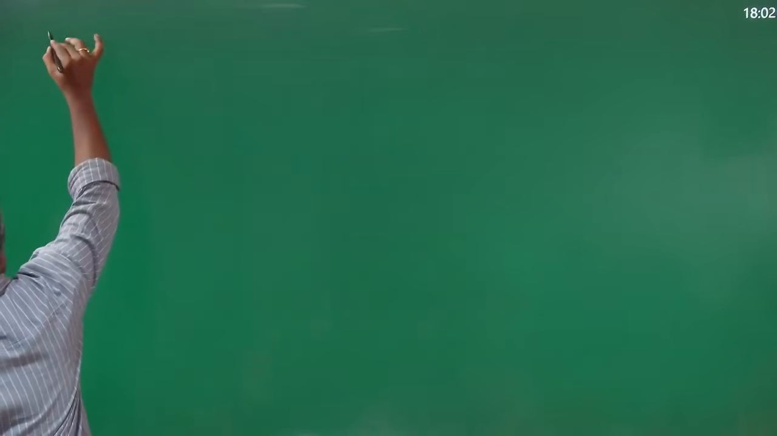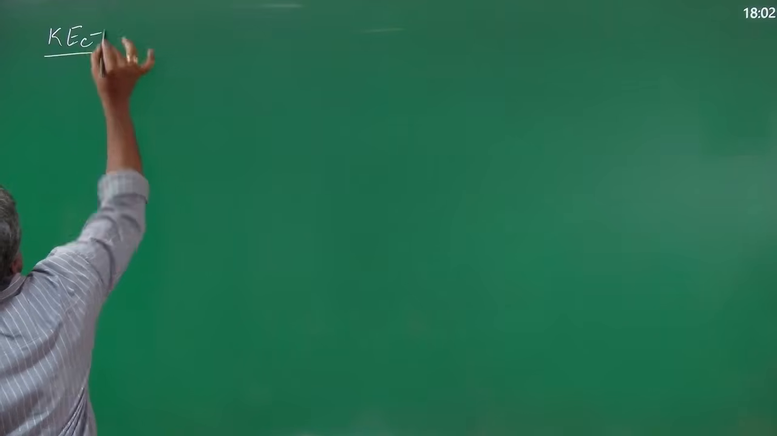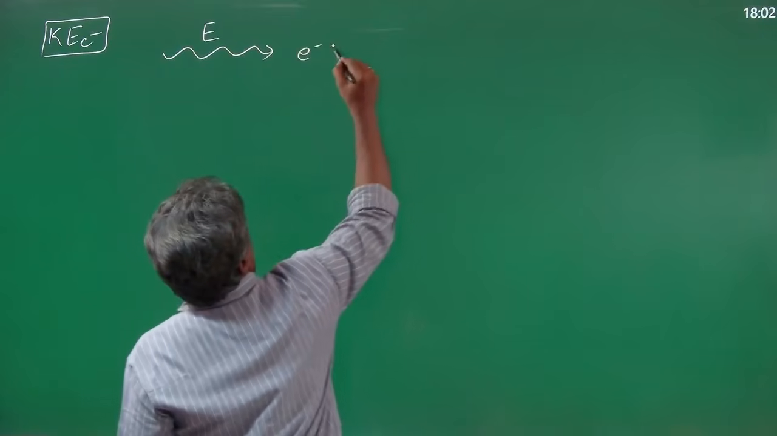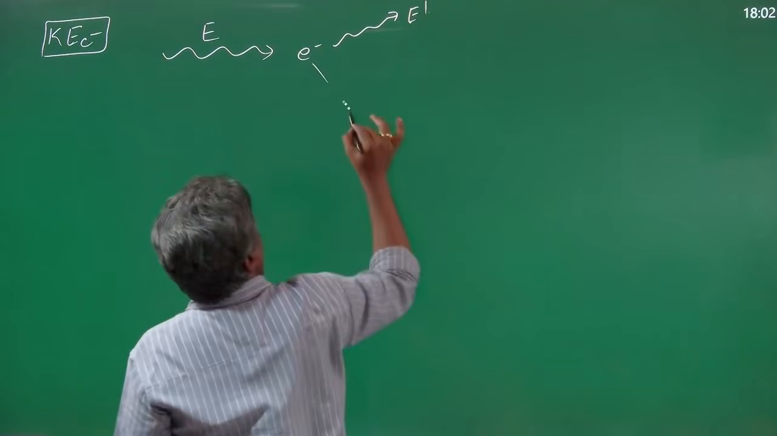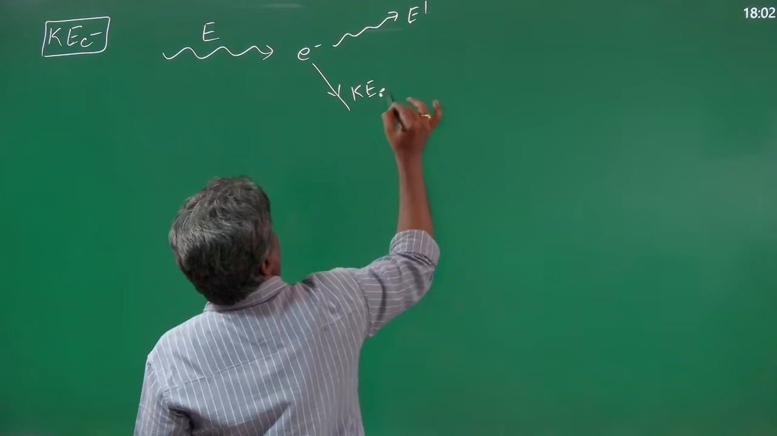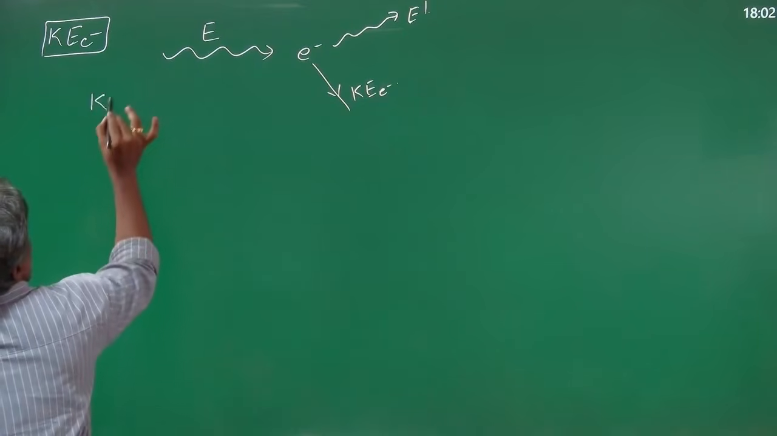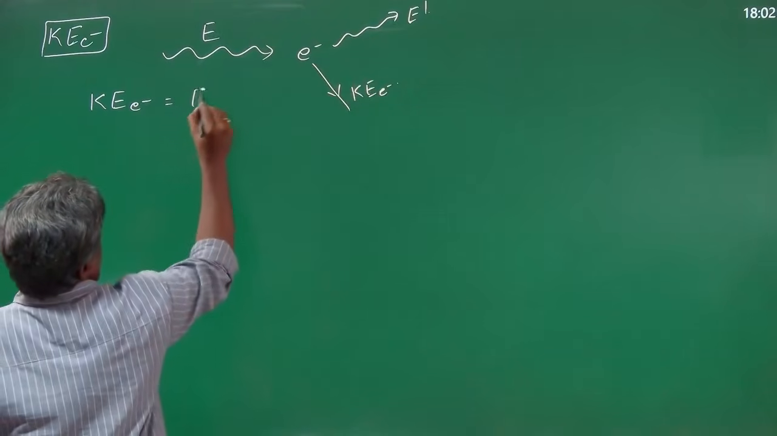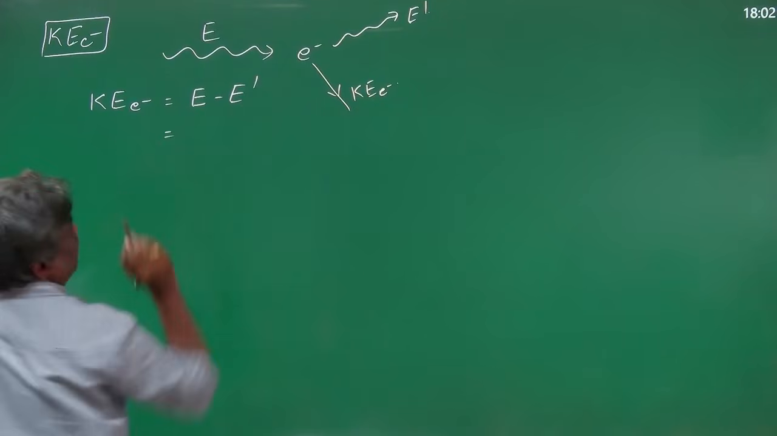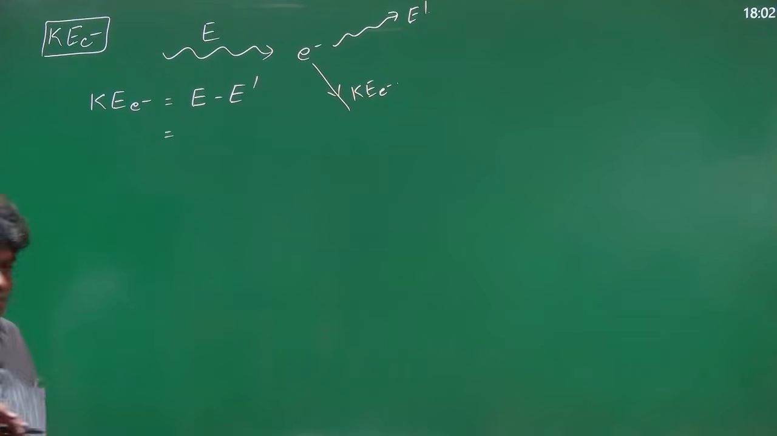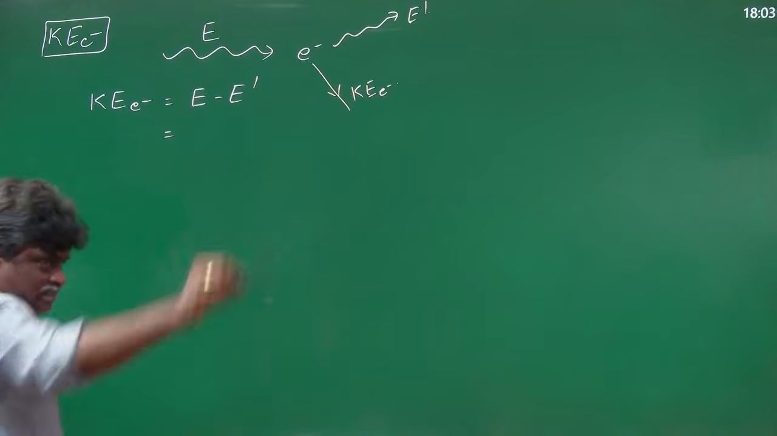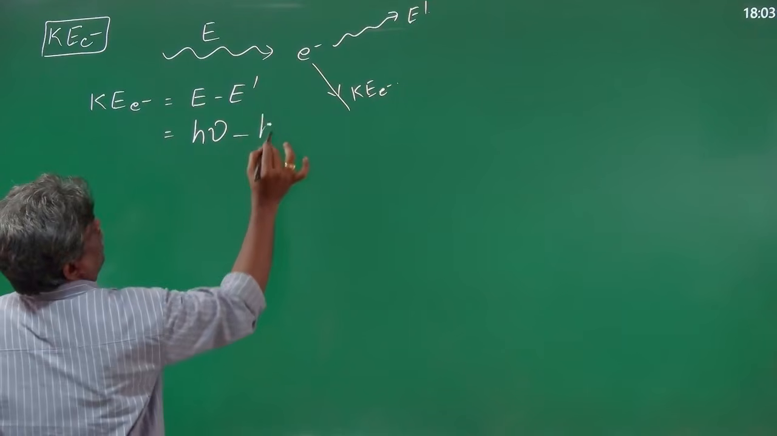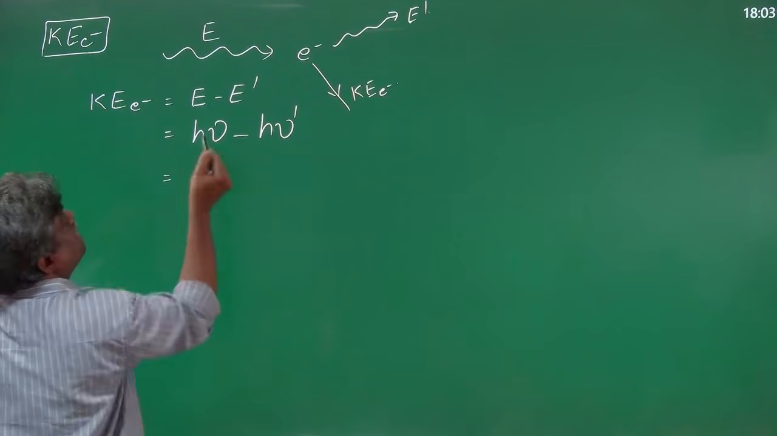Now, I told you this is the kinetic energy of electron in another way. One more time. So this is the E, and here we have electron. This is the E prime, and this is the electron's kinetic energy. Shall I write? The kinetic energy of electron is the difference in the energy of these two photons. That means E minus E prime. What is E? Energy of a photon. What is the energy of a photon formula? E equal to h nu, E prime equal to h nu prime. Convert this into lambda.